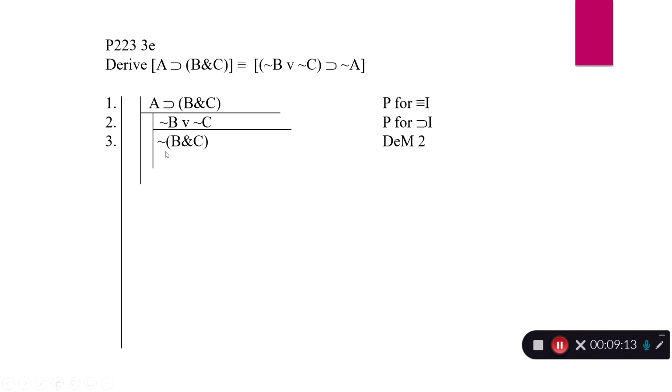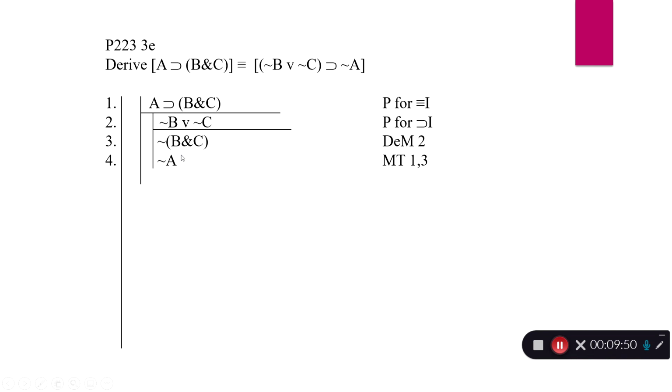Now I can get not B and C, right? This is De Morgan's from line 1. I have a disjunction with a negation on each disjunct. So I can flip that to a conjunction and move the negation outside of the parentheses. And now I see how I can get not A here, right? I've got the negation of B and C, and then B and C is the consequent of this material conditional on line 1, which means I can use modus tollens to get the negation of my antecedent.